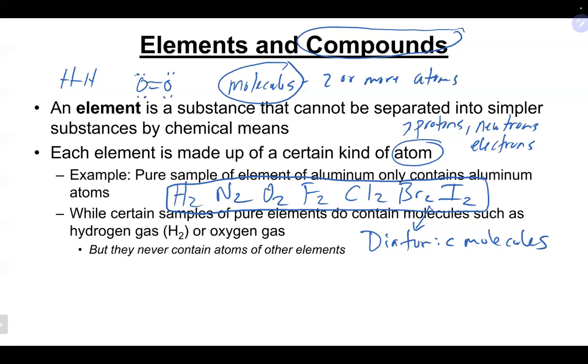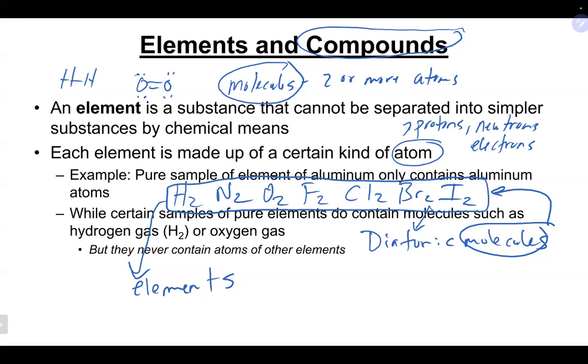You need two or more atoms together. Those two or more atoms could be the same element, like in this case. They could also be more than one element together, and they are all molecules. So each of these listed here are considered molecules because they do meet the definition of molecules, but because they are all atoms of the same element, they are also considered elements.